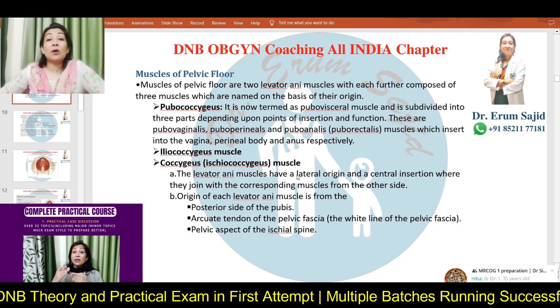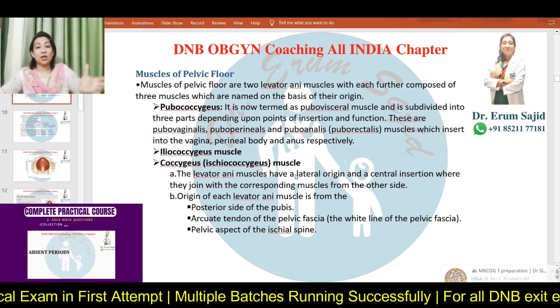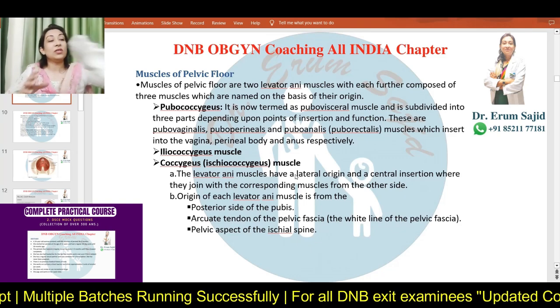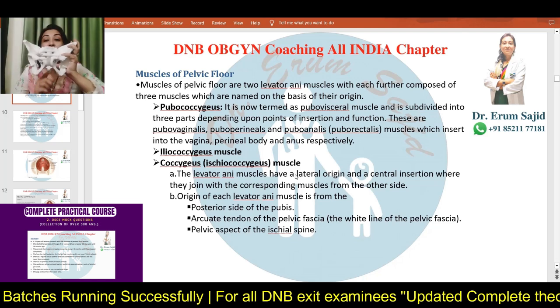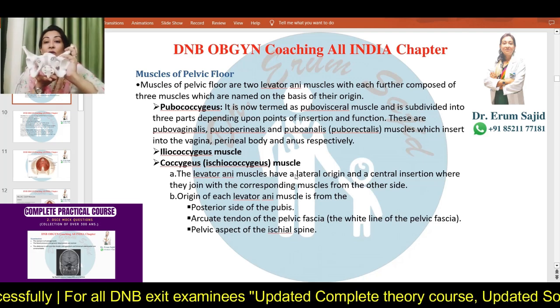Now we'll be talking about the muscles of the pelvic floor. There are two levator ani muscles, each further composed of three muscles. So you have the pubococcygeus. Do you understand now? This is the pubis, and this is the coccyx, right? So the muscle runs from here to here, roughly.